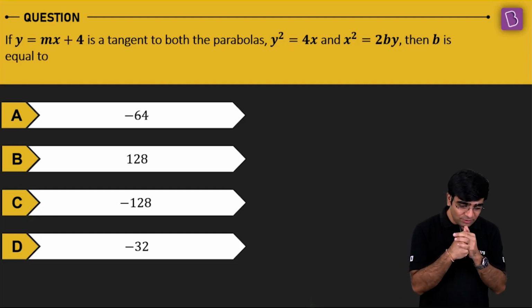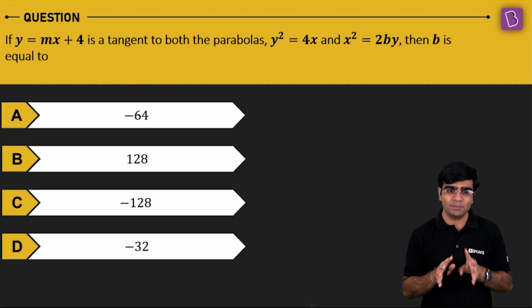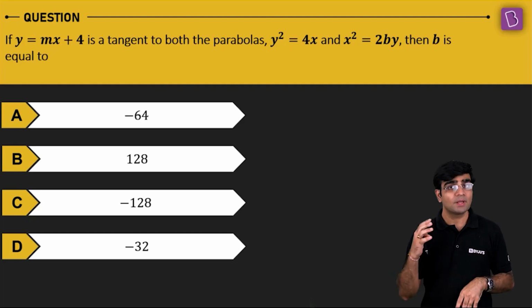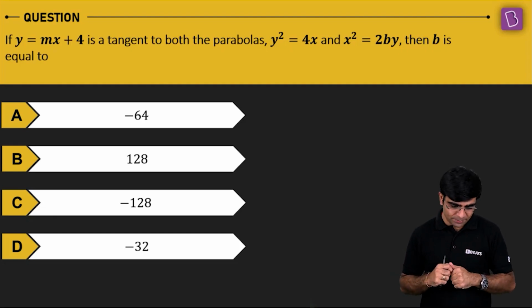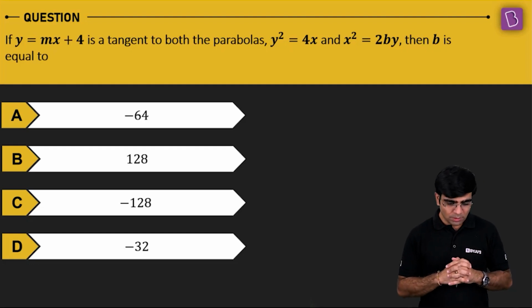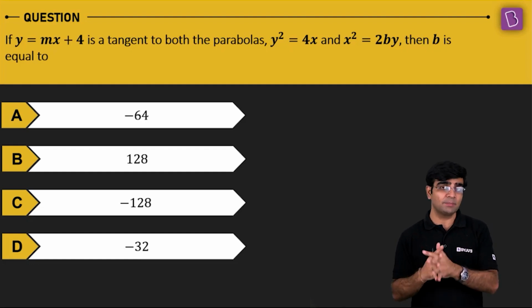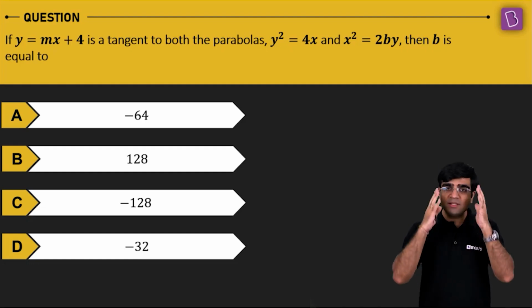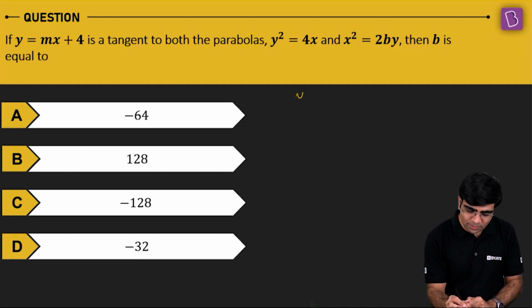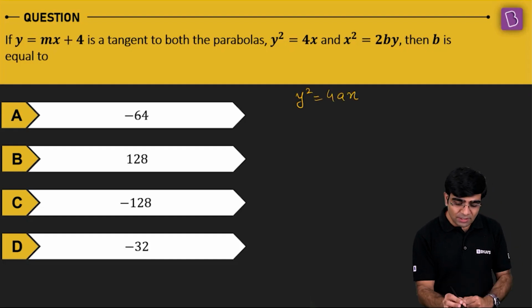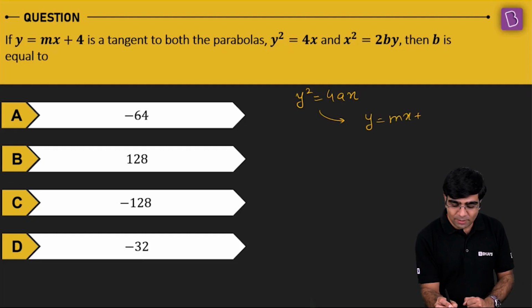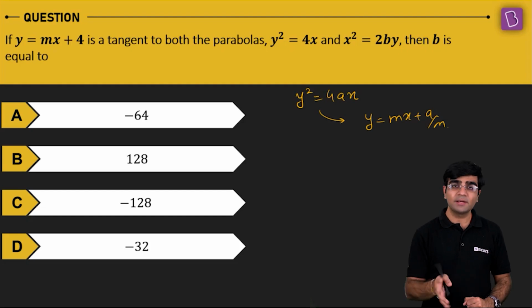If y equal to mx plus 4 is a tangent to both the parabolas, y square equal to 4x and x square equal to 2by, then b is equal to. Okay, so it's a tangent to the first parabola as well as the second parabola. Perfect. Now, in this question, we know the basic formula that if I have the parabola as y square equal to 4ax, then a tangent having slope m for this parabola is y equal to mx plus a by m. So we can directly relate it.